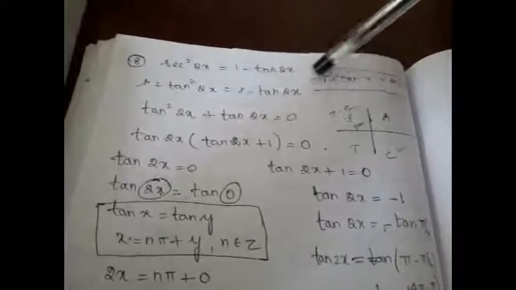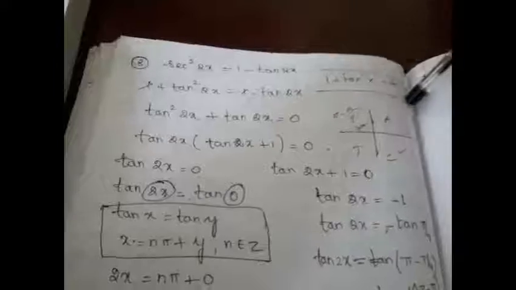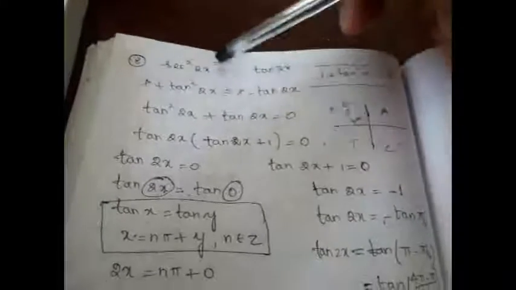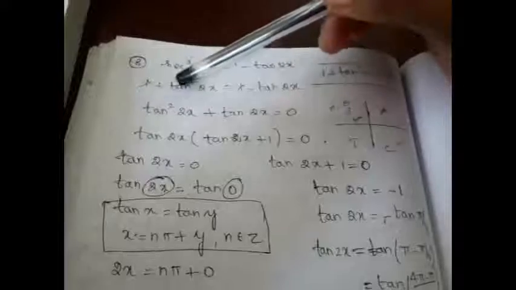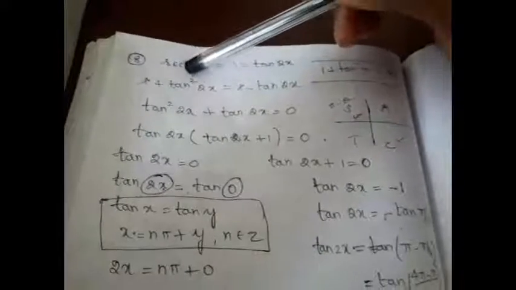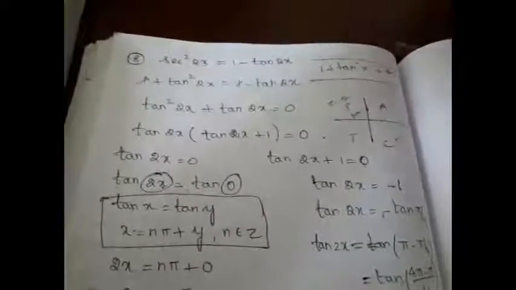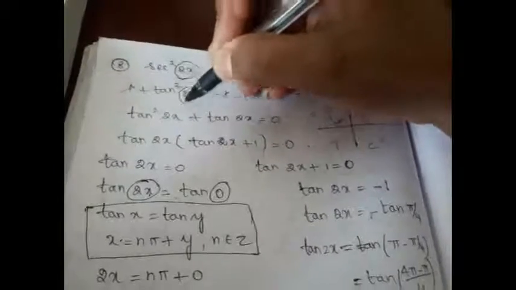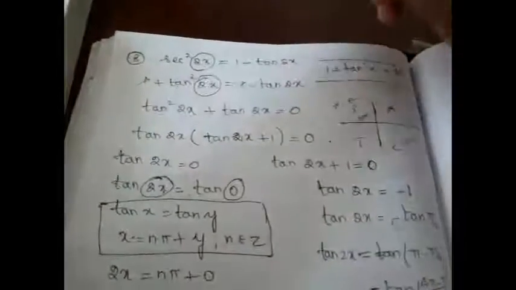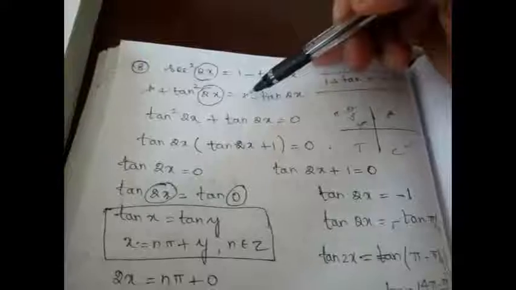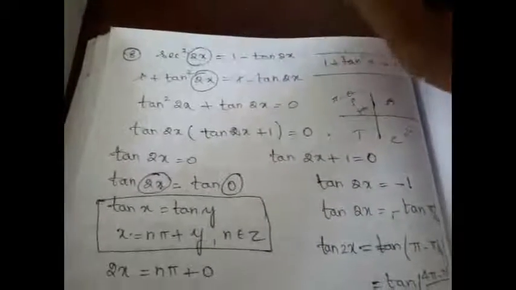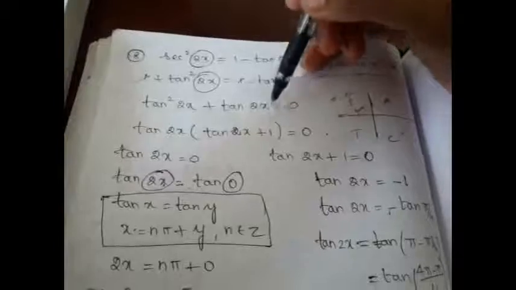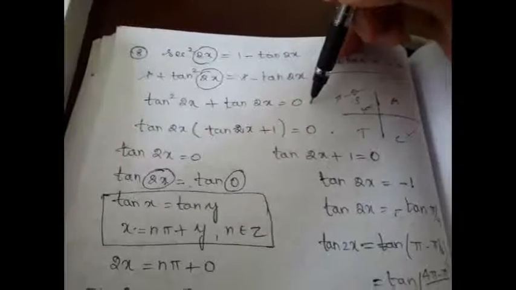So use the identity 1 plus tan square x equal to sec square x. Hope you remember this identity. In the place of sec square x, we are going to write 1 plus tan square x. But in the place of x we have 2x, so this should be written as 1 plus tan square 2x. Then plus 1 and minus 1, both sides we have 1, so it will get cancelled. If we bring this minus tan 2x to the other side, it will become plus tan 2x equal to 0, right?